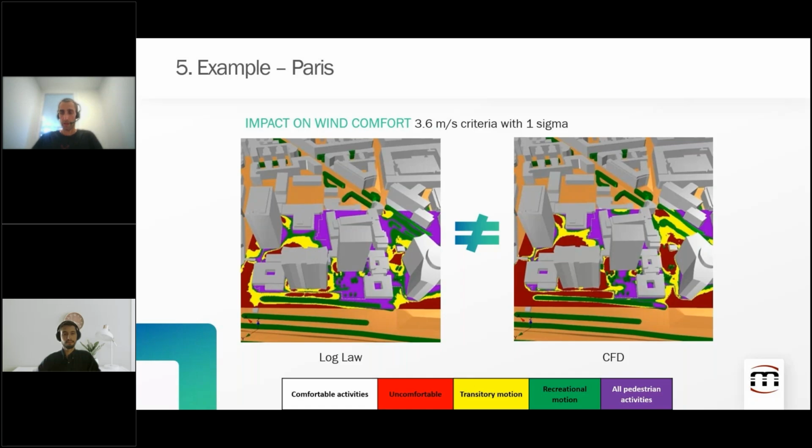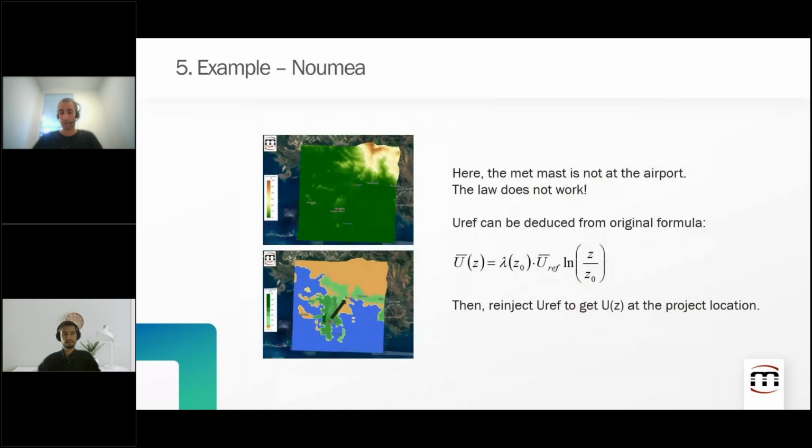Another example is overseas, in Nouméa, an overseas French territory, New Caledonia. Here we want to transfer from wind data inside the city to a construction site. Here we cannot apply our log law because our reference wind speed is not at the airport.